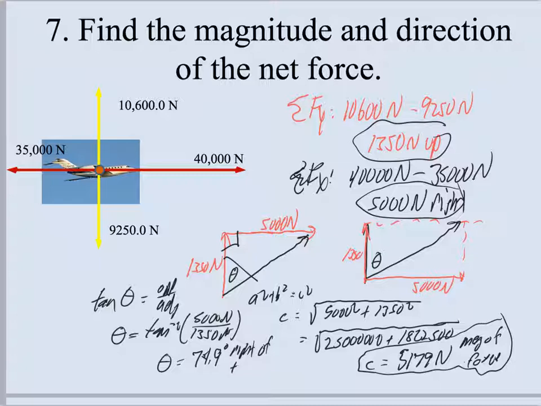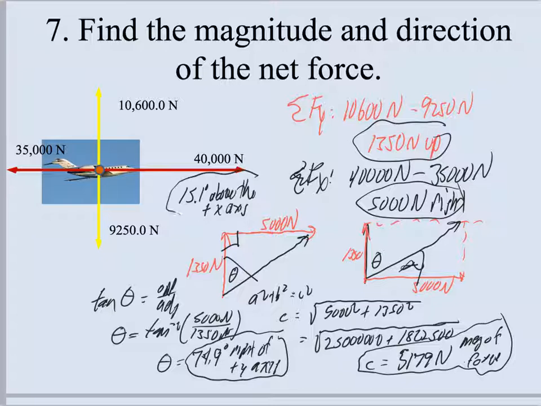of the positive y-axis. So that would be our answer for the angle, but you could also subtract 74.9 from 90. That means you're finding this angle here, and that would be 90 minus 74.9 is 15.1 degrees above the positive x-axis. So this would be an acceptable direction and the one up here would be an acceptable direction. But the force, 5,179 newtons, that's the only answer for that.